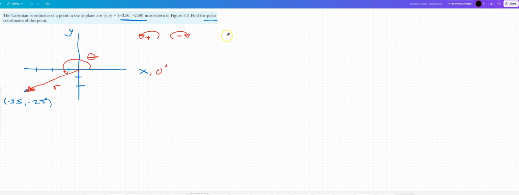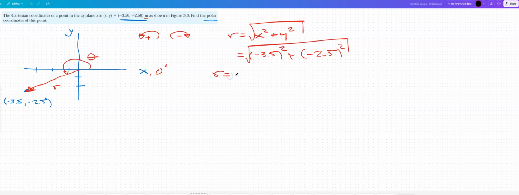So if you want the angle, first we can find the hypotenuse. R will be the square root of x squared plus y squared, so minus 3.5 squared plus minus 2.5 squared. Everything is in meters. And then square root of this, and the value we get is 4.30 meters. So that's the hypotenuse of this right triangle. And then to find the angle, well, look in this triangle that I just wrote here.